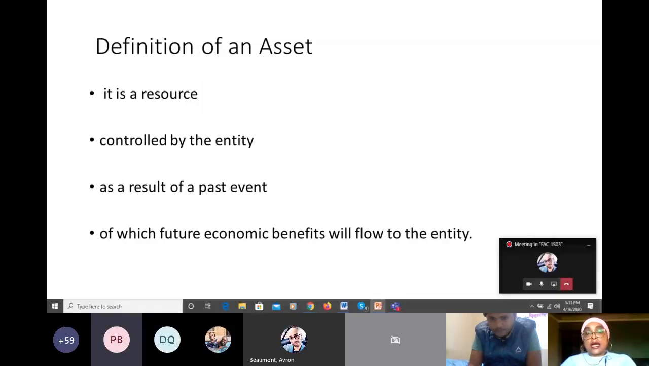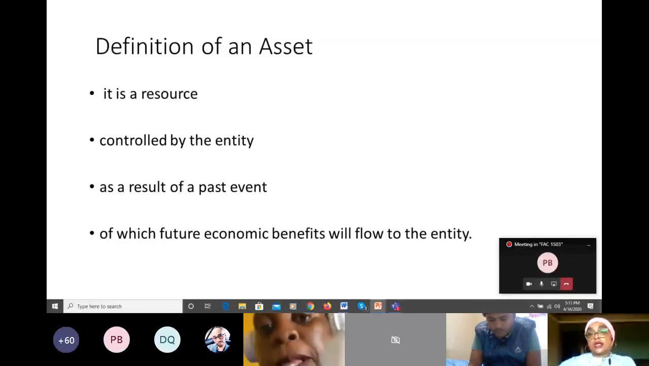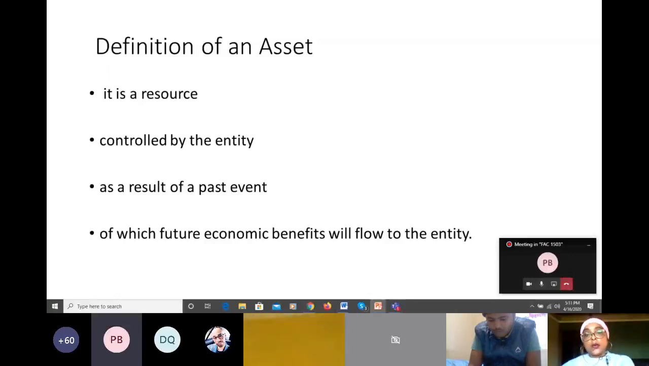Okay, an asset is a resource controlled by the entity as a result of a past event of which future economic benefits will flow to the entity. So with this, if we want to classify something as an asset, it must meet all the criteria. So let's look at an example.